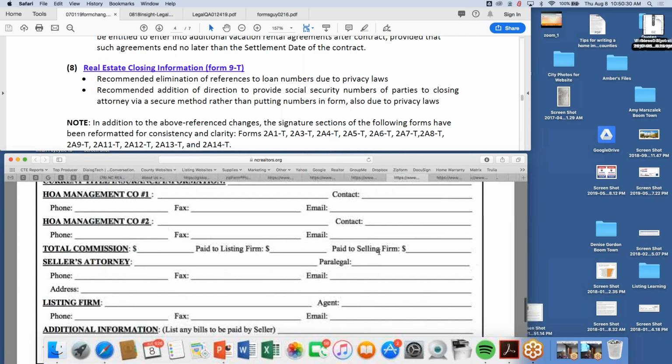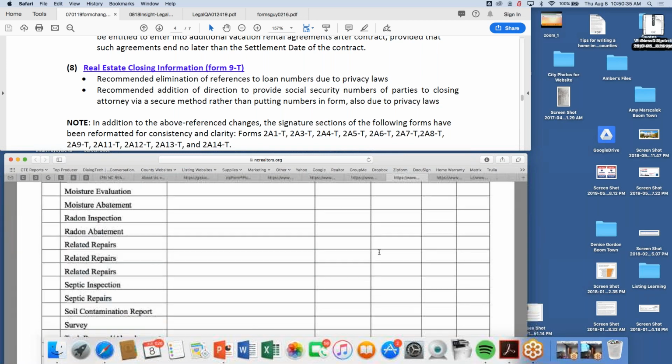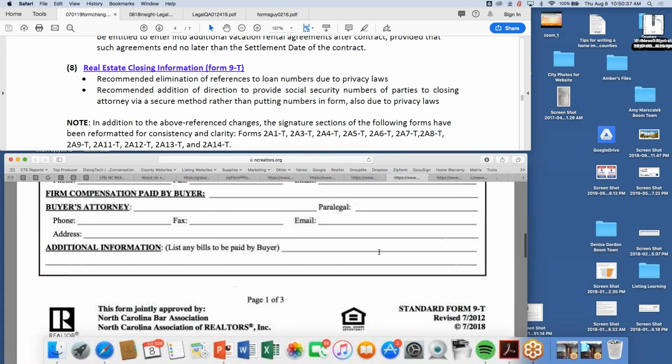But this form just took out that piece and basically was taking out any reference to social security numbers or anything like that.